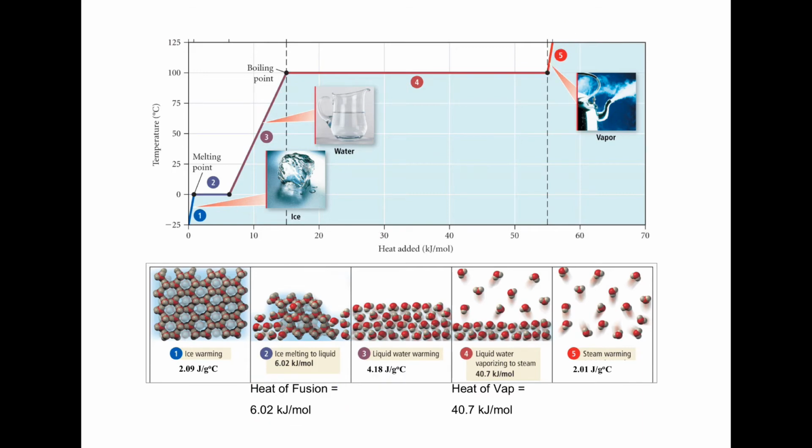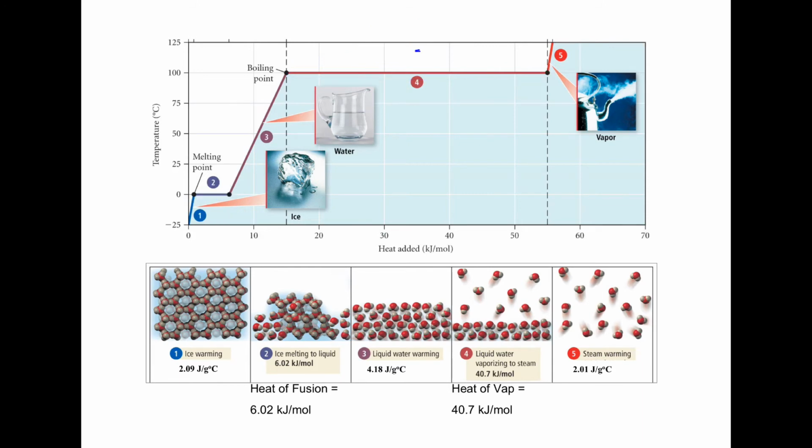Before we do any calculations, I just want to point out the relative sizes of these delta H's. This one here, the delta H of fusion, so that's how much energy it takes to melt solid water into liquid water. And this one is the delta H of vaporization. That's how much energy it takes to make liquid water into gaseous water. Look at the size differences there. The delta H of vaporization is huge compared to this delta H of fusion.